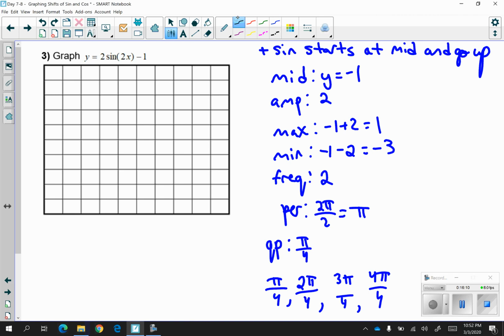Figure out where to put your x-axis in. That way you can include your maximum of 1 and your minimum of -3. You can just put it in the middle in this case and label everything. You have your midline at -1, your max at +1, and your minimum at -3.